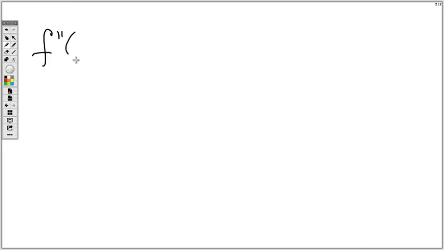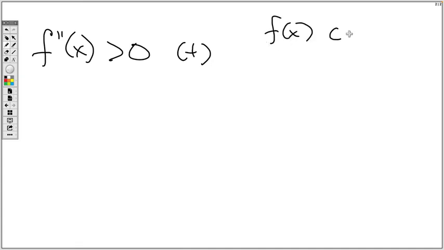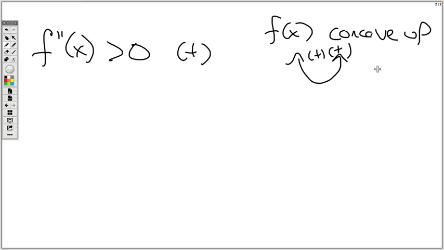So if f double prime of x is bigger than 0 or positive, then that means the graph of f of x is what's called concave up. And so, that's the old thing.